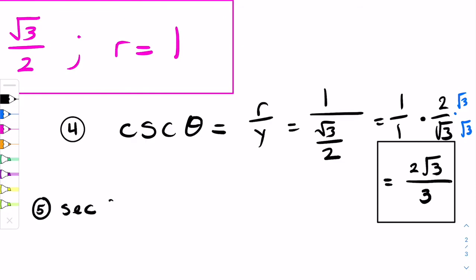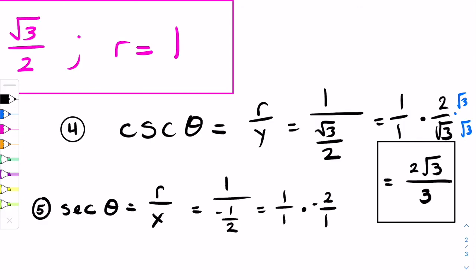Secant. Secant is r over x. R is 1, x is negative 1/2. Multiply by the reciprocal, you have 1 over 1 times negative 2 over 1, and that simplifies to negative 2.